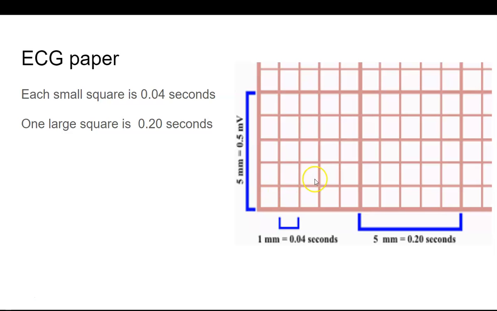Next is ECG paper. When you see an ECG machine's graphical paper, there are small squares and big squares. Each small square is 1 mm in size, that is 0.04 seconds. Each big square is 5 mm in size and 0.20 seconds. This is very essential when you calculate the PR interval and other intervals. These squares are very important. A small square represents 0.04 seconds and a big square represents 0.20 seconds.